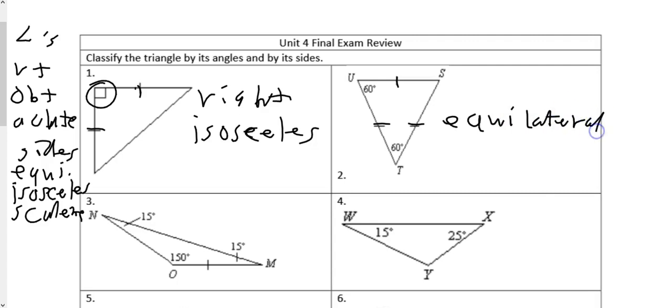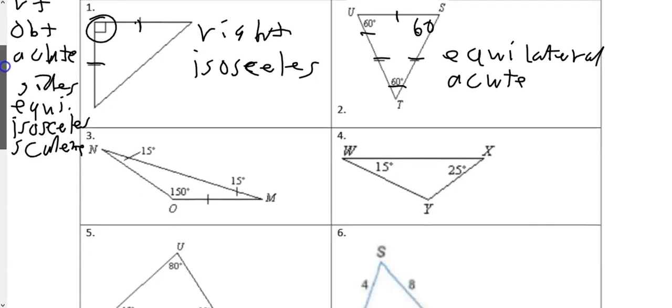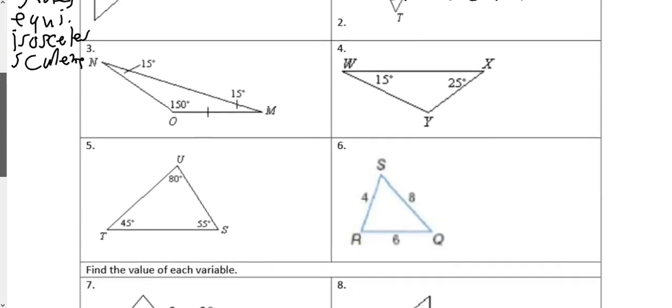It doesn't matter which word you put first. And if this is 60 and that's 60, that has to be 60. So all three angles are acute. Specifically, this one's also called equiangular, but we don't have to go there. All right, so the 15s don't really matter, except for the fact that, actually, I lied.